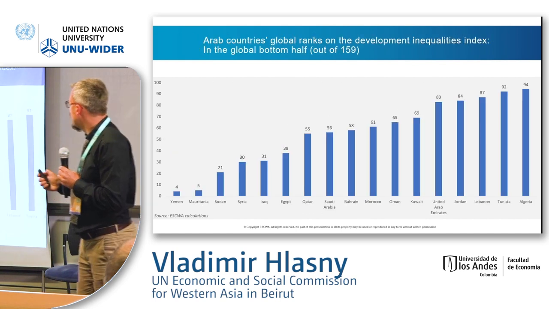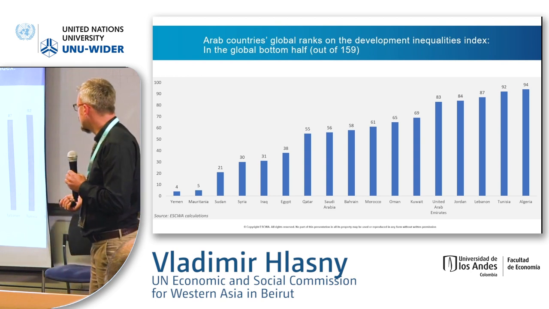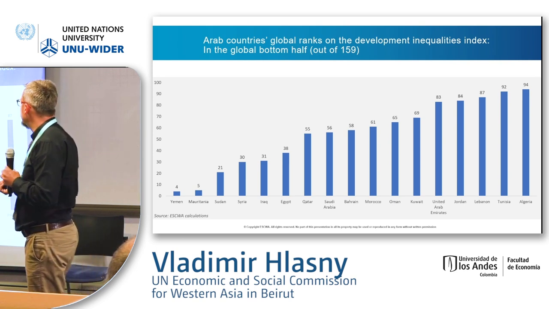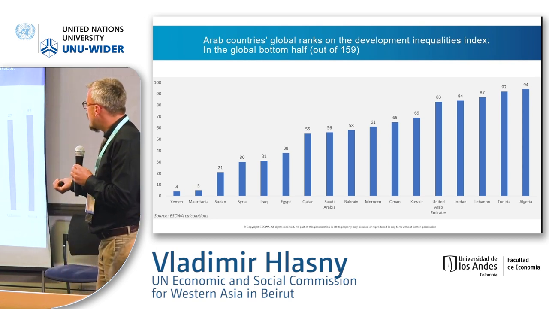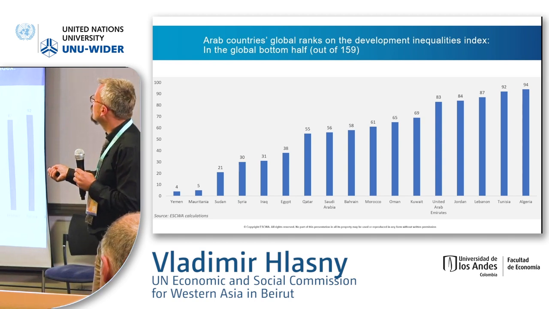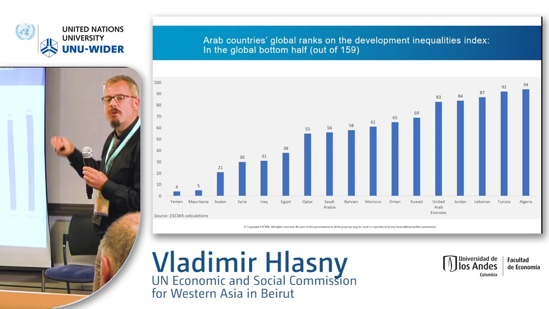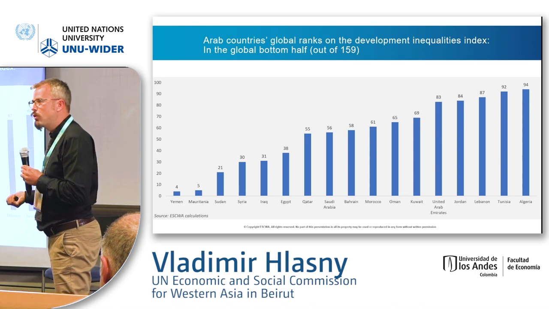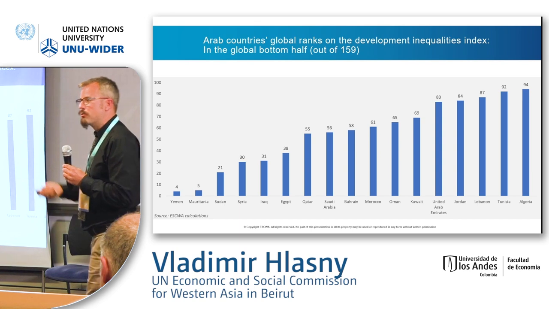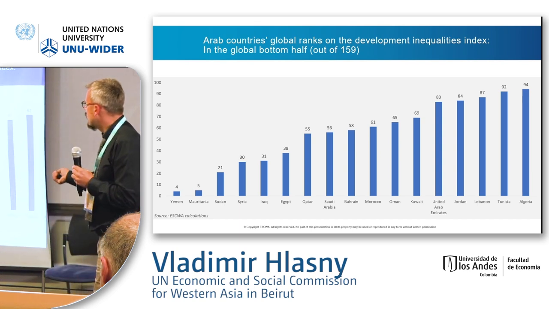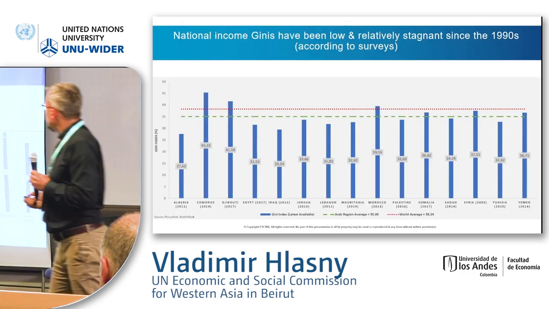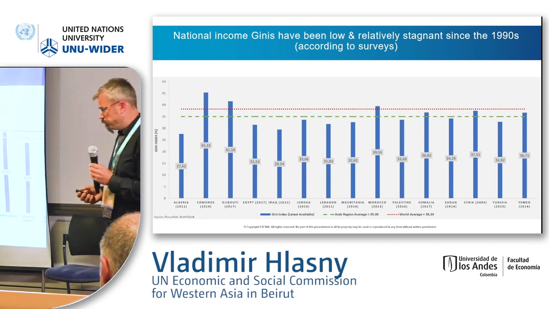Here we go. And finally, the final slide on this topic is considering global rankings. We find that all of the Arab countries rank in the bottom half of the world distribution. So out of 159 countries, where 159 is the best score, lowest inequalities, and one is the worst inequalities, we see that Yemen and Mauritania are at rock bottom, and the rest of the countries are in the bottom half of the world distribution. Okay, let me talk just a little bit about income inequality.